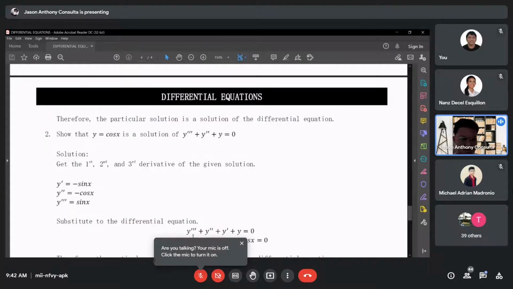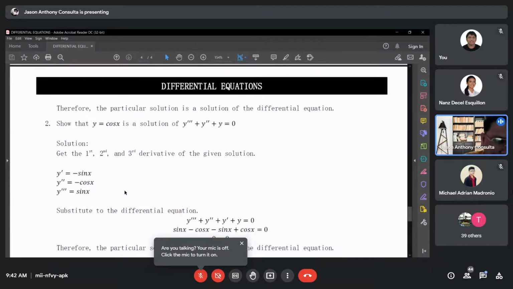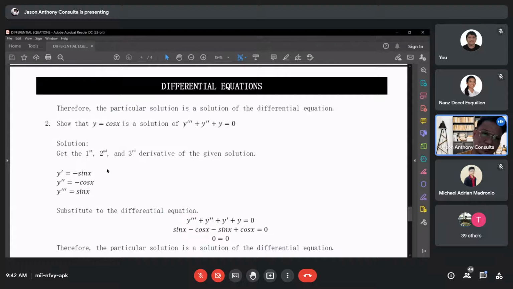Okay? So, nandito naman sa after getting the first, the second, and the third derivative of cosine x, na nilagay ko naman dito, substitute to the given equation, tama na siya. Ito yung tama, class. Okay? Paki-correct na lang yung mga materials ninyo. Nag-typo lang, nagkulang lang dito sa given.